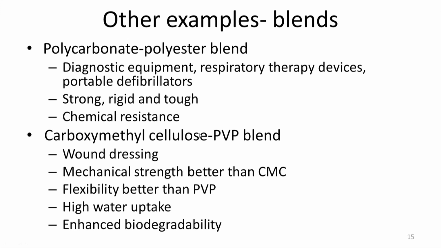Carboxymethyl cellulose, PVP, polyvinyl pyrrolidone, and this is a natural polymer used in wound dressing, okay. CMC does not have any strength, so PVP gives the strength, okay. So, together they have very good strength as well as flexibility, they have good water uptake, enhanced biodegradability. So, you can see PVP carboxymethyl is very useful for wound dressing application.